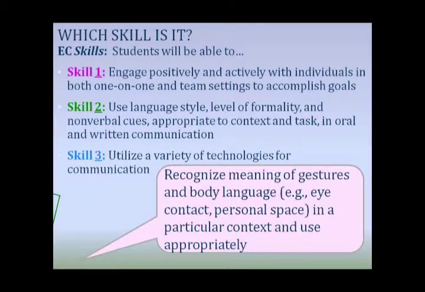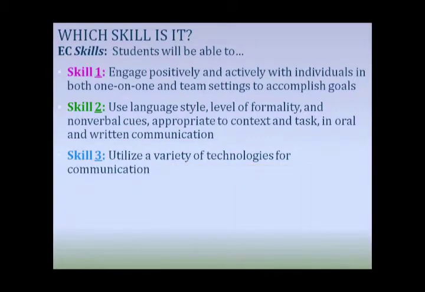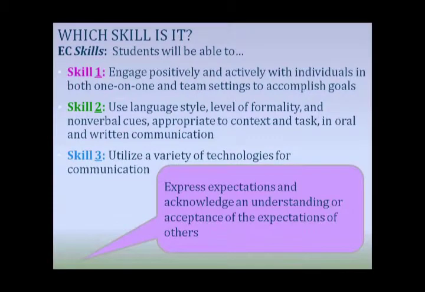Okay, gestures, body language in a particular context. Okay, skill 2. Express expectations. I like this one because it's 2-pronged. One, you express your expectations, but you also understand and accept the expectations of others. And that is a 1.